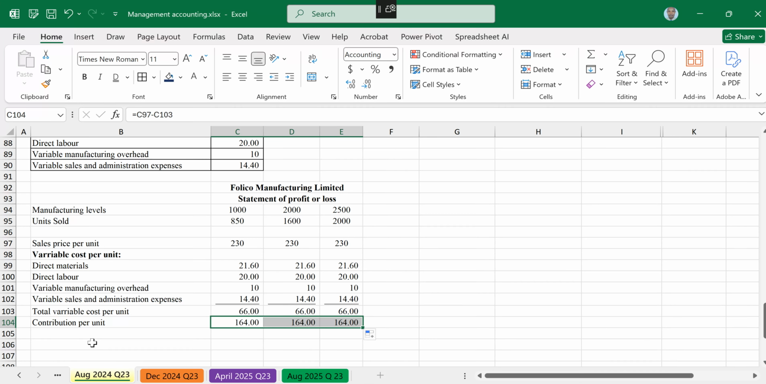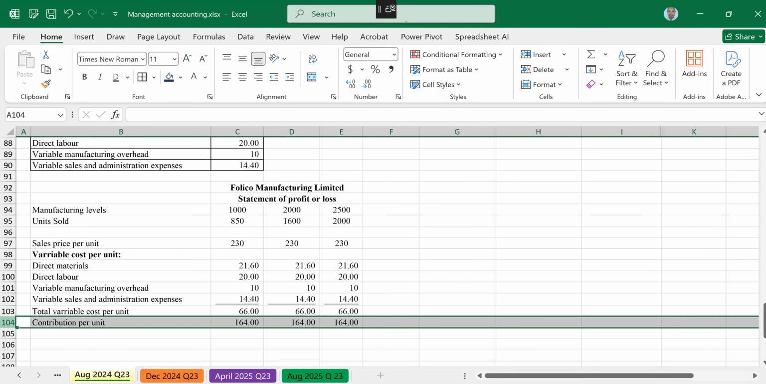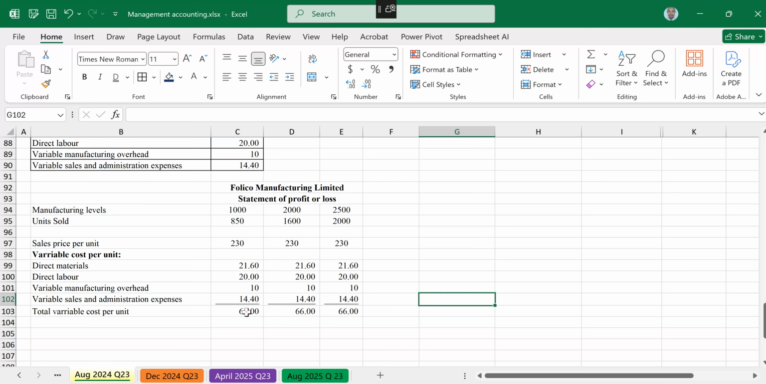Then total contribution. That will be the contribution per unit multiplied by the units produced. I think there's something off, so remove this. You'll also be removing the contribution per unit.